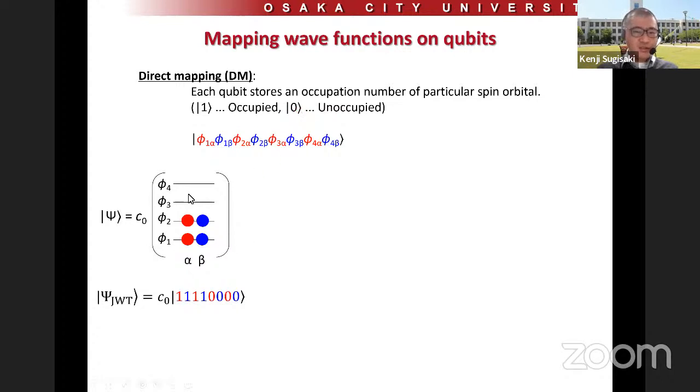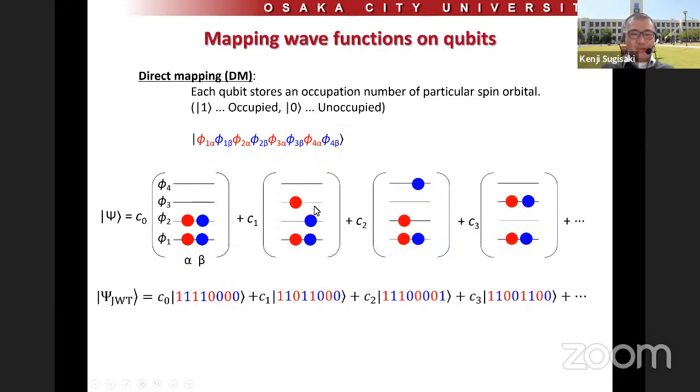The wave function of the Hartree-Fock configuration can be represented, in this case of four electrons in four orbitals, just as 1, 1, 1, 1, 0, 0, 0, 0. We usually use the alpha-beta alignment. And the CI wave function can be represented by a quantum superposition of different computational basis states.